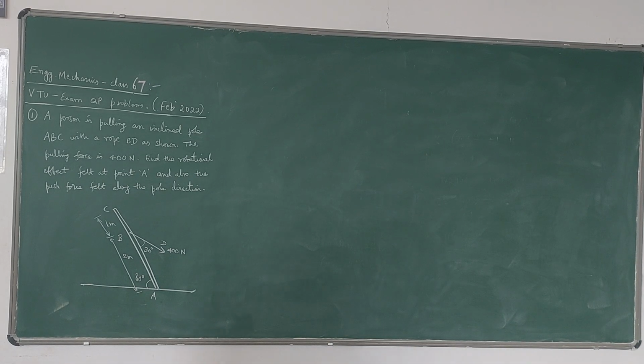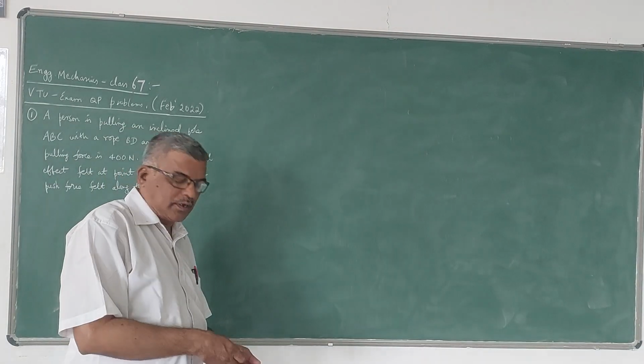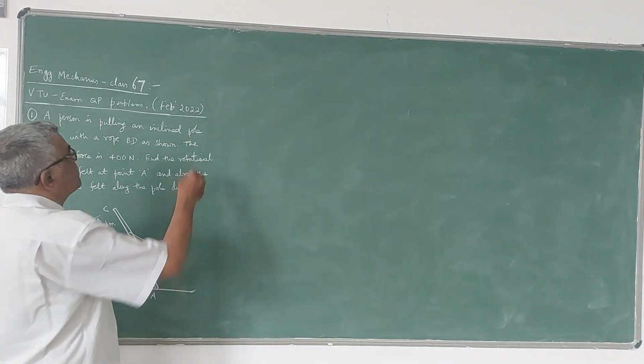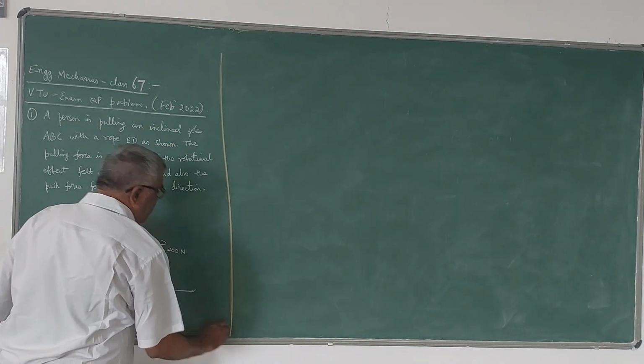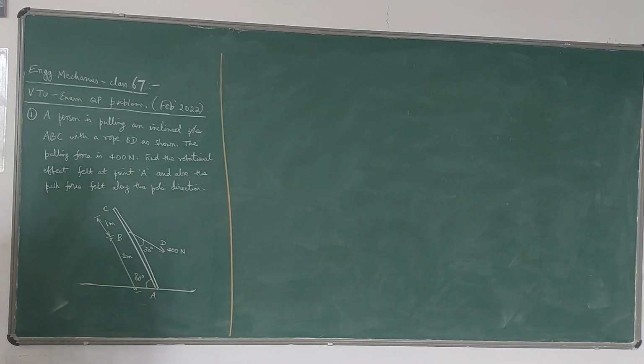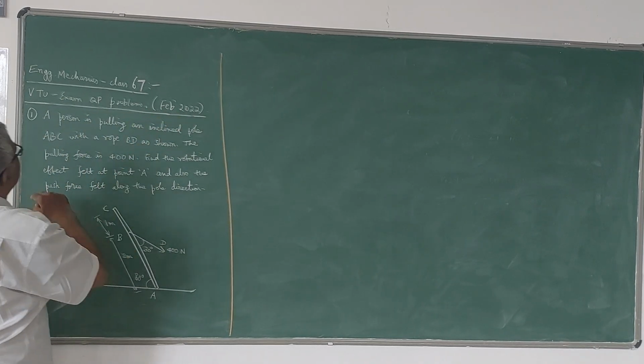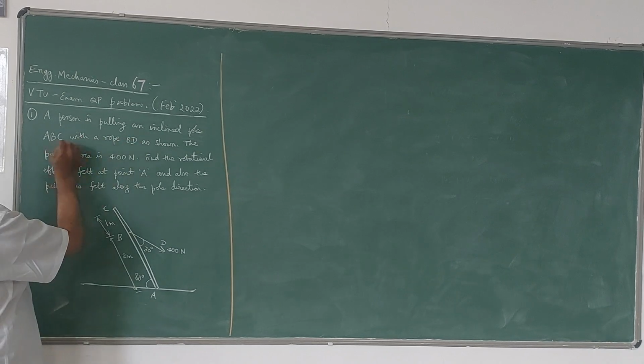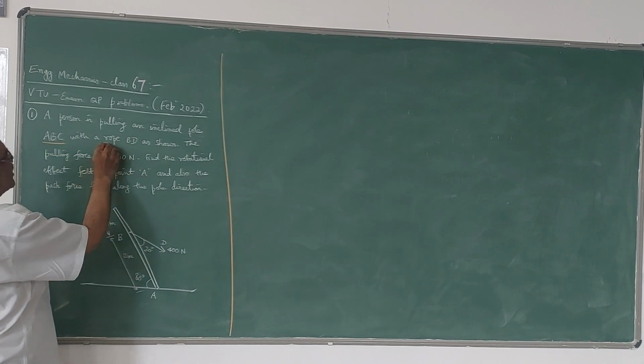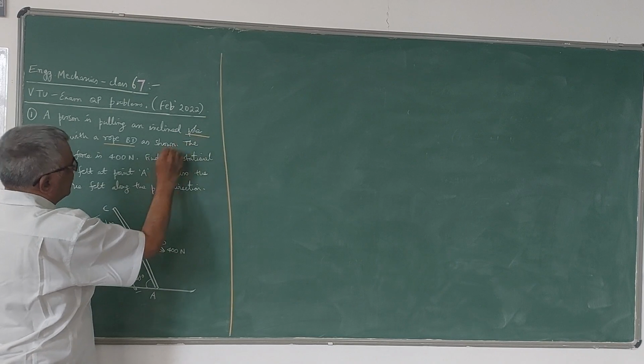So we will solve one or two problems on force systems. This is an examination problem, first problem. VTU examination paper, February 2022. A person is pulling an inclined pole ABC with a rope BD as shown in the figure.